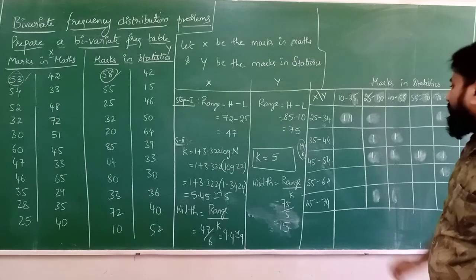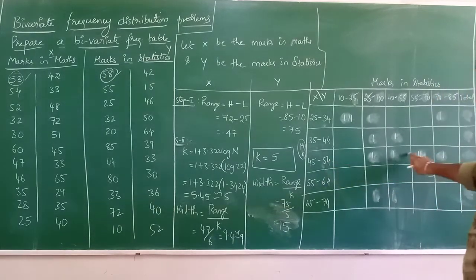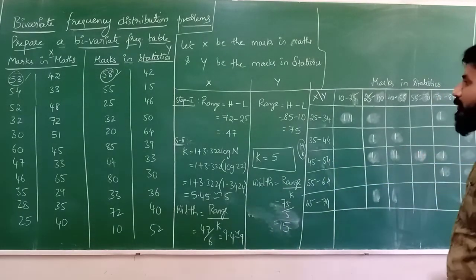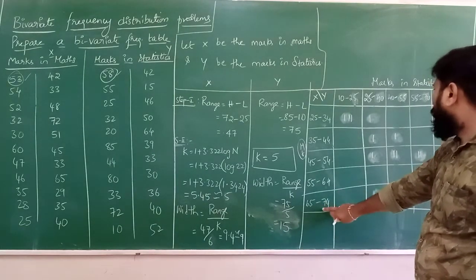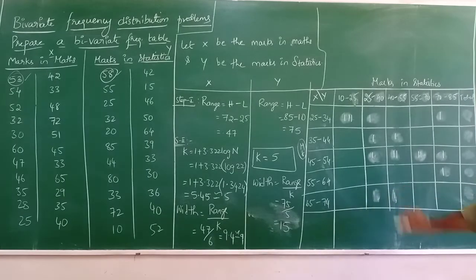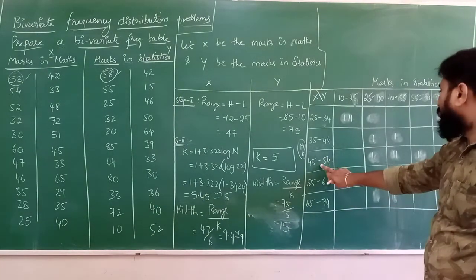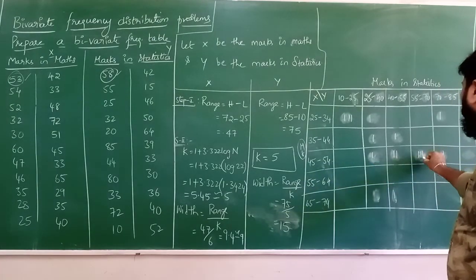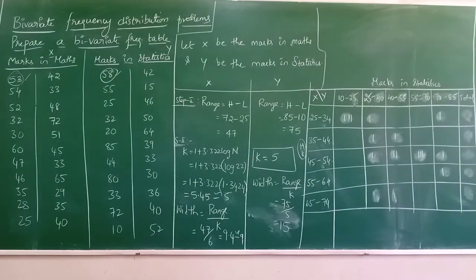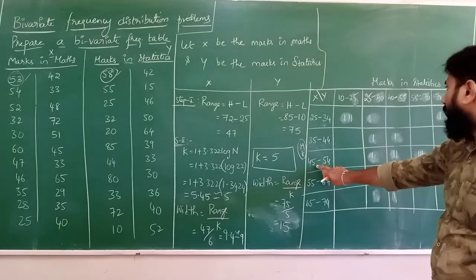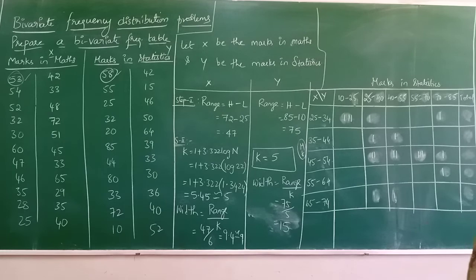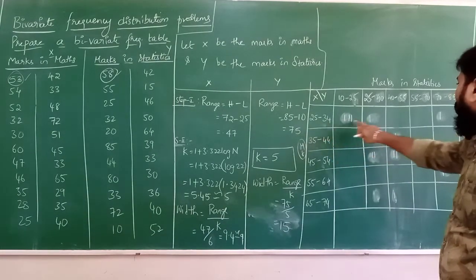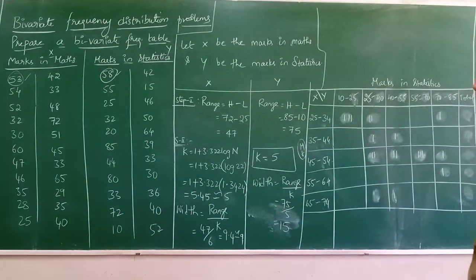Next 48, 46. Here one tally. 72, 50. Here one tally. 51, 64. Here one tally. Next 45, 39. Here one tally. 33, 33. Here one tally.